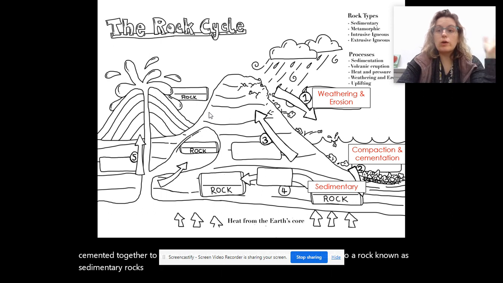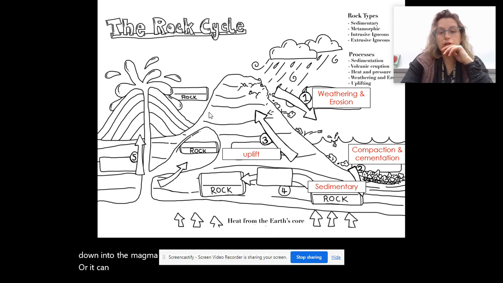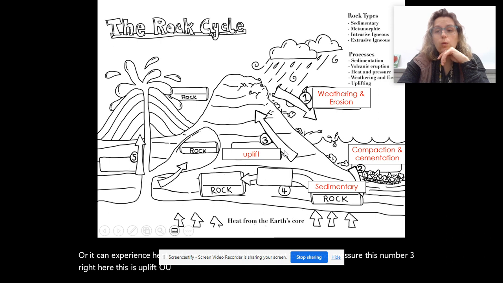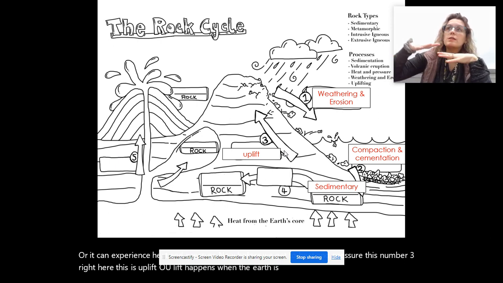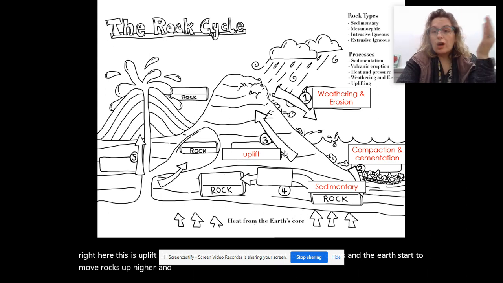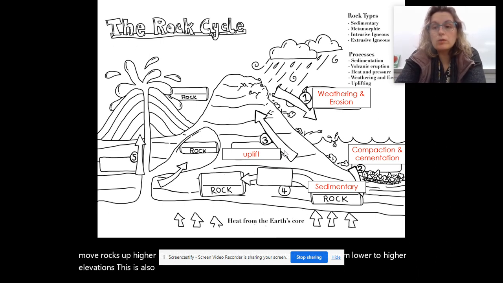Now, sedimentary rocks can go either way. They can be pushed down into the magma and melted into igneous rocks, or it can experience heat and pressure. Now, before we get to heat and pressure, this number 3 right here, this is uplift. So uplift happens when the plates in the earth start to move rocks up higher and higher, okay? So uplift is literally bringing rocks from lower to higher elevations. This is also how mountains are formed.